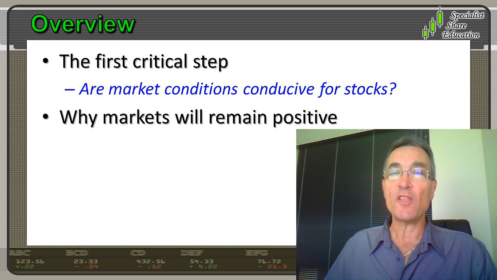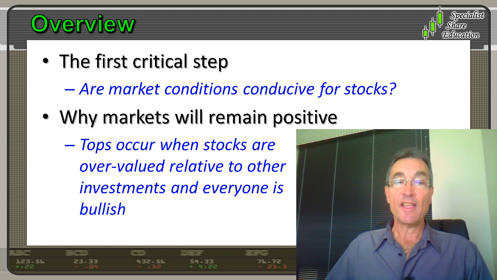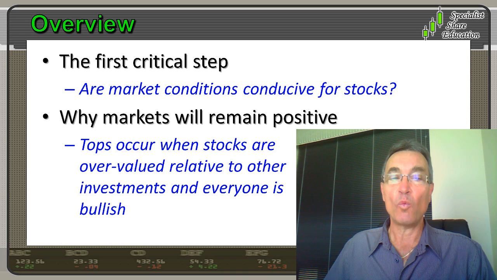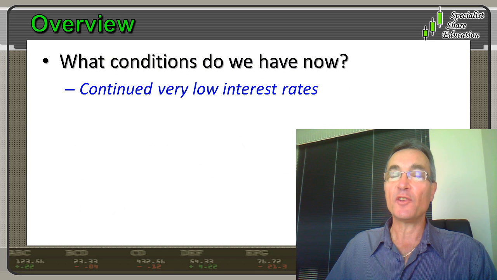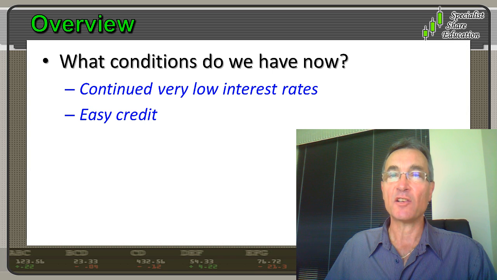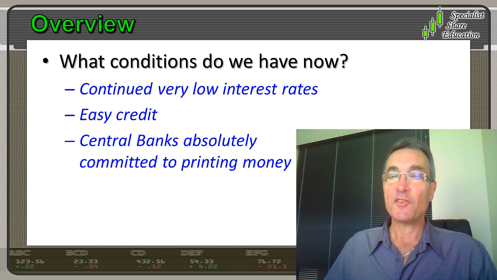So the reason that I believe that markets will remain positive for the foreseeable future is that tops occur in markets when stocks are overvalued relative to other investments and everyone's bullish, and that's definitely not the case where we're at now. So let's just have a quick look at what the current conditions are. We've got the continuation of extremely low interest rates. They've moved up a little bit in the last few months, but they're still extremely low. We've got easy credit. The US Federal Reserve has basically decided that they're going to keep the money presses running very hard at the moment.